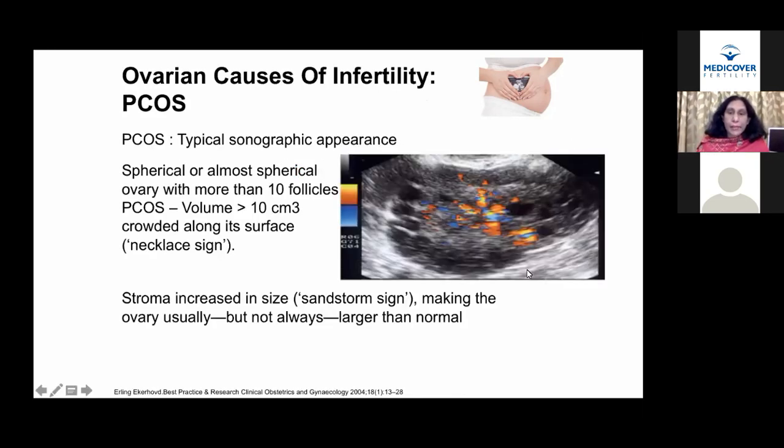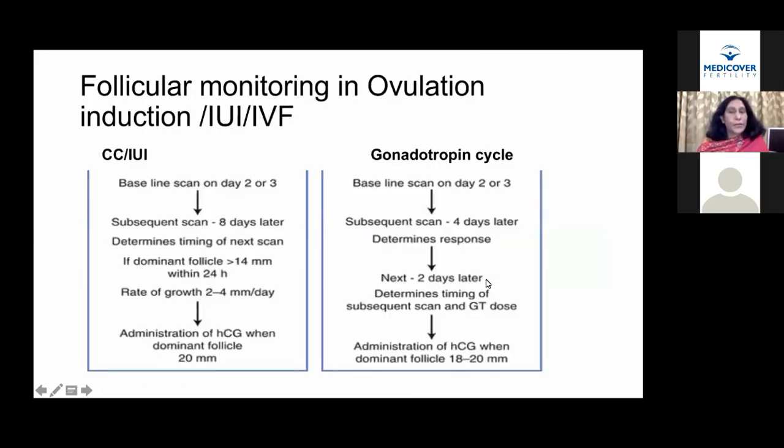This is a typical picture of PCO. You can see there are a lot of follicles and they are arranged peripherally. So this is what we call a necklace sign. If you put on a Doppler, there is also increased stroma in the center, and this is typical of polycystic ovary. So if you find a patient who has irregular cycles, and you see on the ultrasound that the picture is like this, then you can tell her about PCOS.